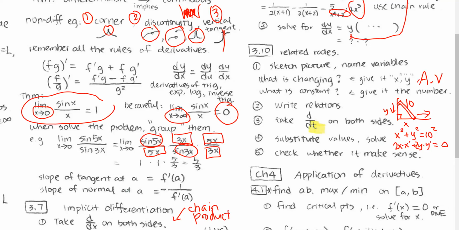Okay. So yes, the next steps, we write relations and then we take the derivative with respect to time on both sides. After we differentiate, we substitute the values and solve. And then at the end, check whether the answer makes sense. So like in our ladder example, because we're sliding down, your x is increasing. So dx/dt should be positive because it's increasing. And your y is decreasing. So your dy/dt should be negative. Okay, just keep those in mind. Okay, so that is 3.10.